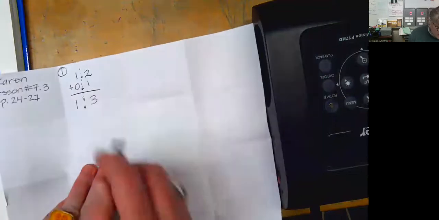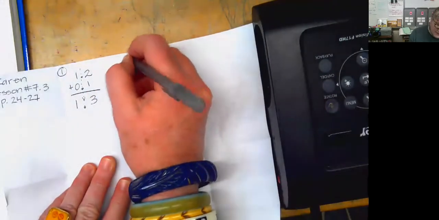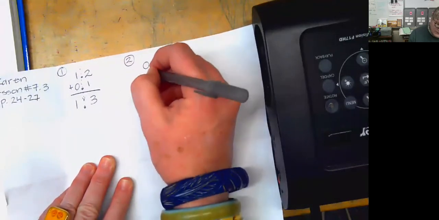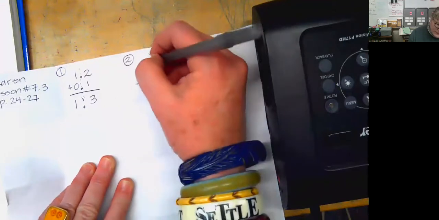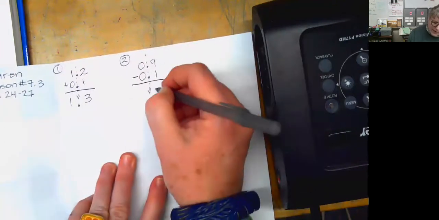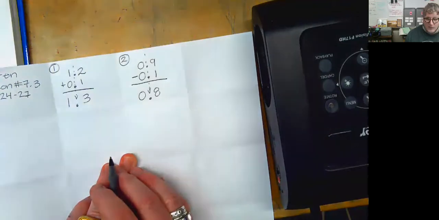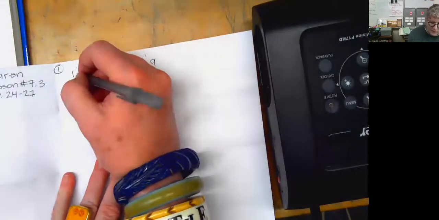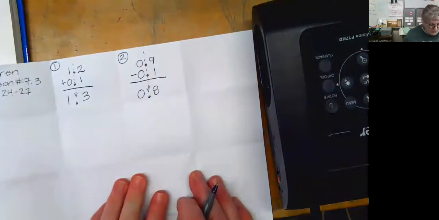Let's look at number 2. What is 1/10 less than 9/10? So if I have 9/10 and I have 1/10 less, then I have 8/10, right? So always lining up the decimals. That's one of the key things when you're comparing decimals, is making sure that they're lined up.